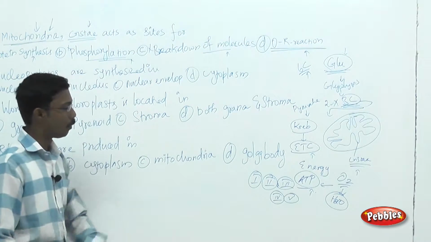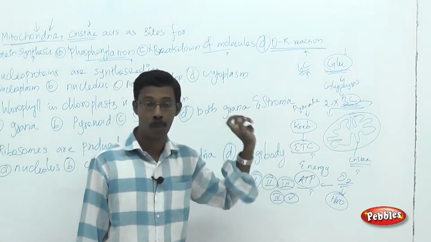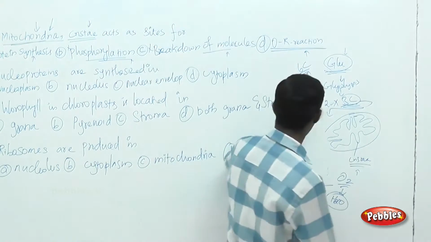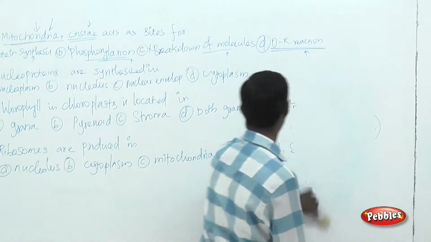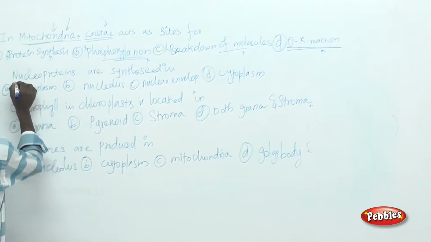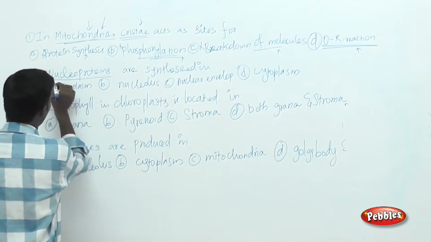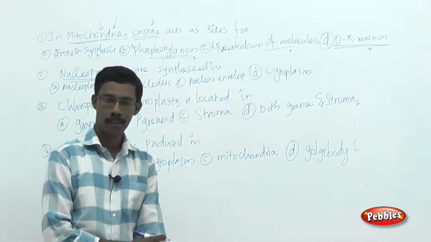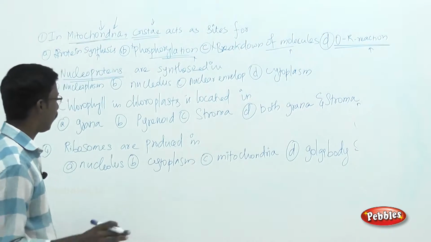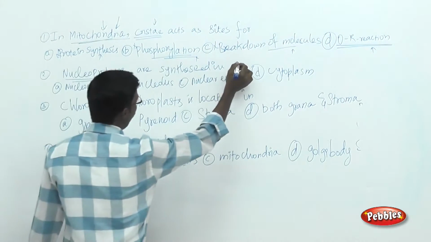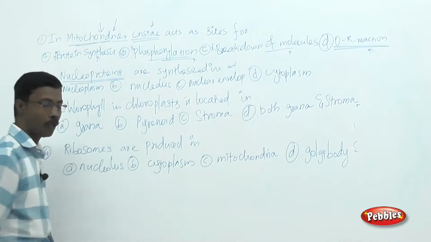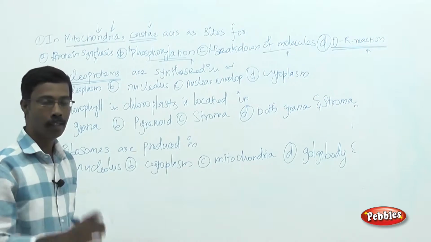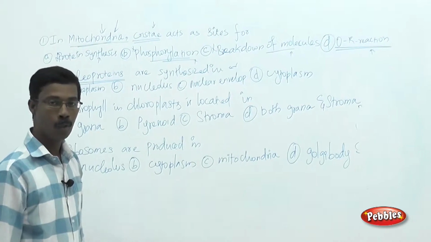Okay, so this is what you have to remember whenever you are seeing the word mitochondria in your question. Now we are going to see the next question. This is another very confusing term, nucleoproteins. Nucleoproteins are synthesized in... That means the question asks at which location, the site of synthesis, the particular nucleoproteins are synthesized.